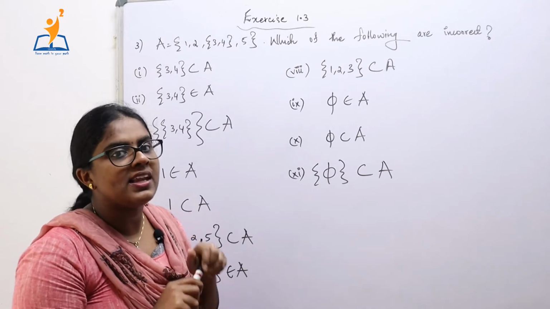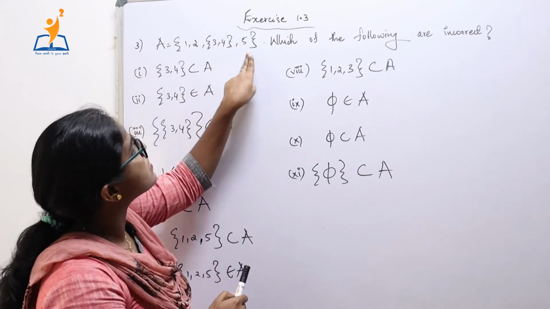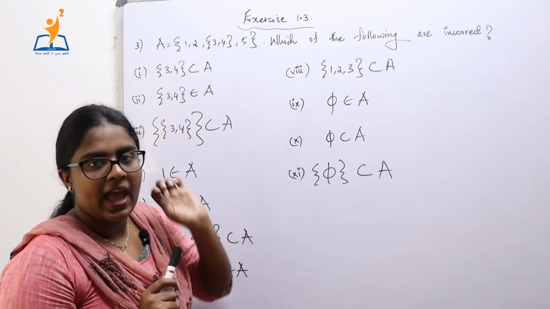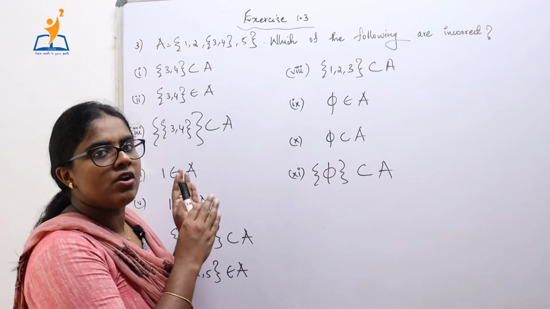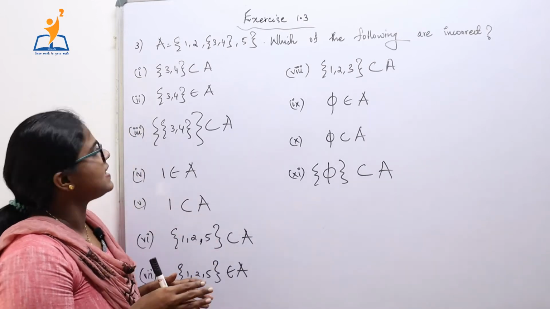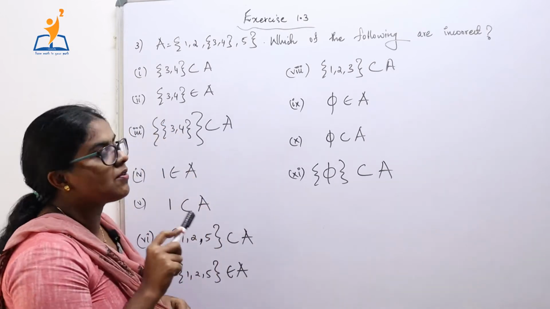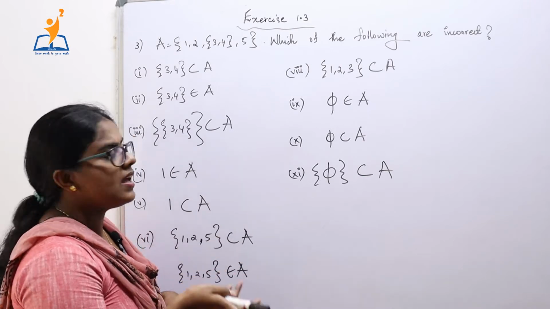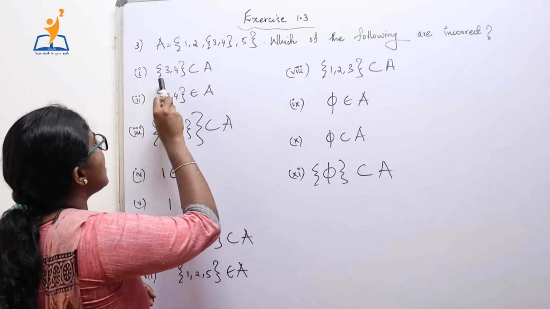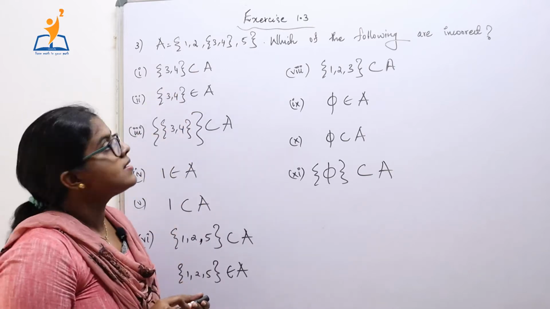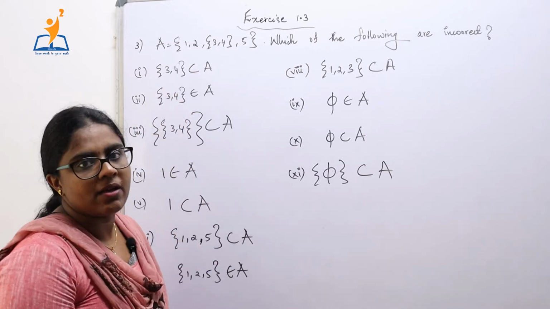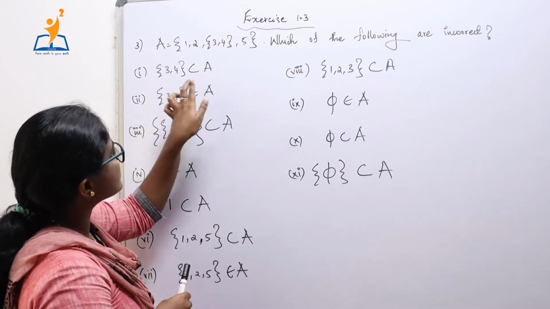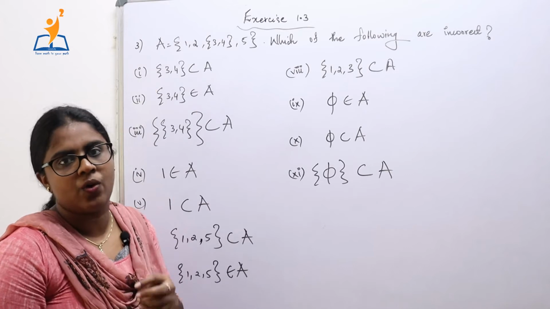Keeping in mind that the 4 elements of this particular set A are 1, 2, 3, 4 and 5, we can solve this particular question very easily. Now we have to check which of the following statements are correct and which are incorrect. Now we have {3, 4} is a subset of A.